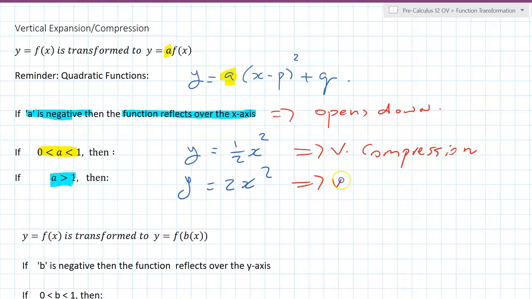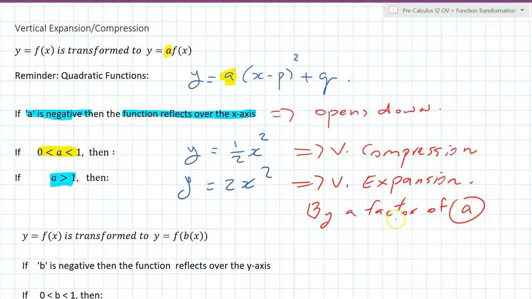So one was vertical compression, and that is vertical expansion. And we say vertical compression or vertical expansion by a factor of whatever this number a is. In this case it would be 1/2. In that case, the vertical expansion would be by a factor of 2. Let's go to Desmos and take a look at it.